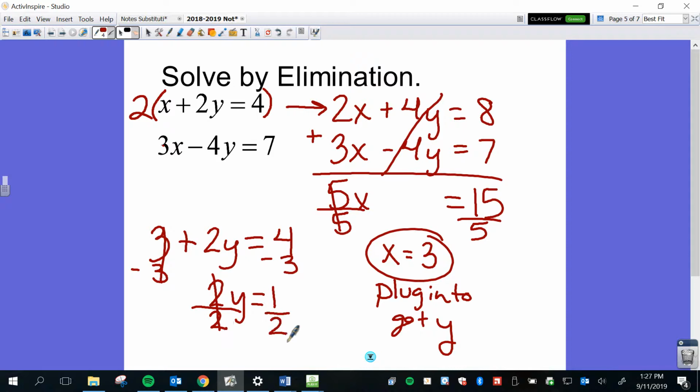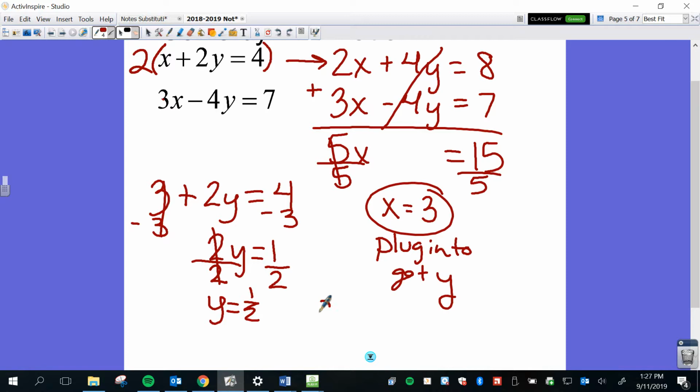Well, we already did this problem, right? Y should be a half, right? There it is, 1/2. So our solution would be the point 3, 1/2. Okay? So with this method, it simplifies pretty quickly, but there's a lot of choice involved, a lot of decisions you have to make. And there's a lot of different ways you can do this problem. Okay, questions about this one?